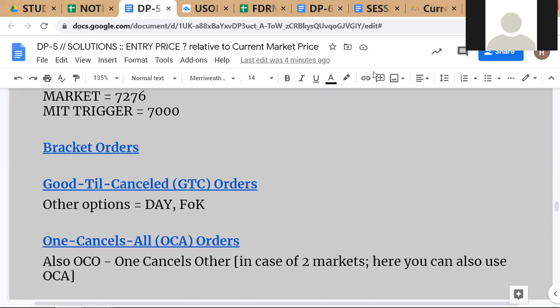All right, GTC orders you already know. I would always recommend placing GTC orders unless you have some specific reason for placing other types of orders, such as a day order, which will be cancelled at the end of the day. FOK means fill or kill, which means immediately fill the order, otherwise you kill it. I don't want it to be hanging around. This is another type of order, but I generally recommend GTC orders because something might happen.